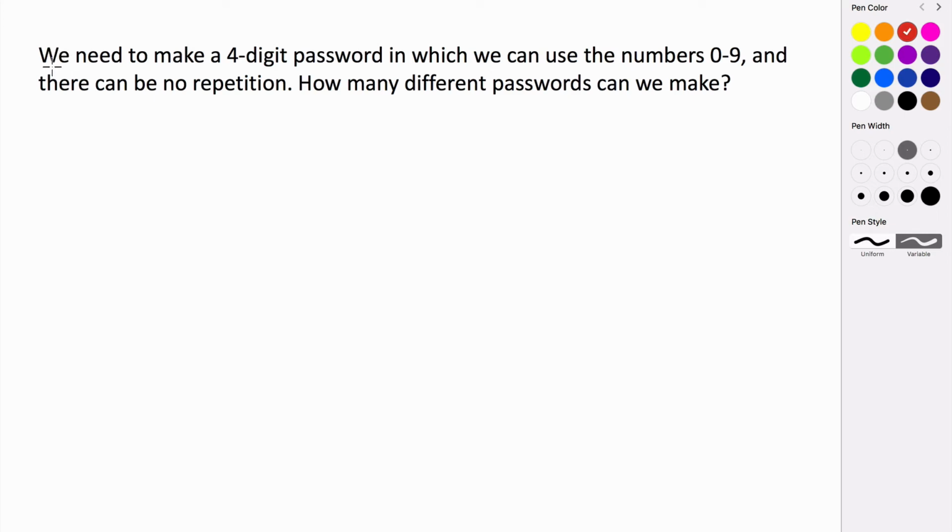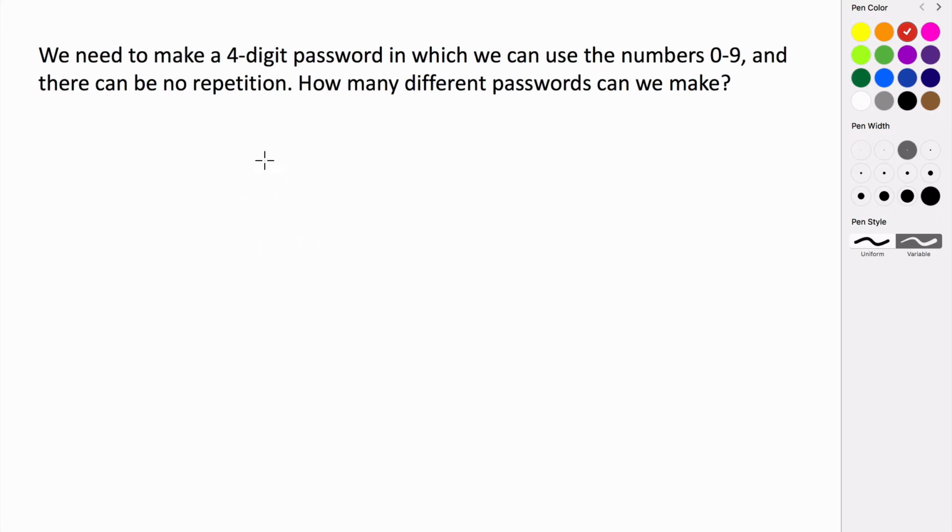So let's take a look at this example. We want to make a 4-digit password, and we are allowed to use the numbers 0 through 9, but we're not allowed to have any repetition in our password. We want to know how many different passwords are we able to make. So let's think about this a little bit.